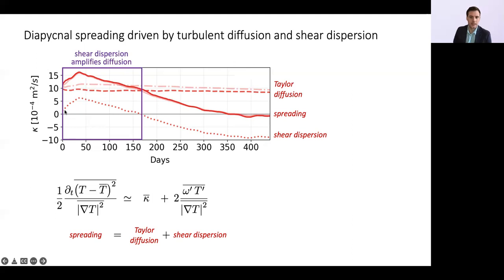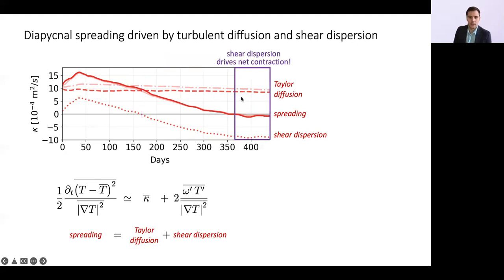But it's also enhanced by this shear dispersion effect. So the shear dispersion for the first 150 days is actually enhancing, amplifying the diffusion. But then after that, what's interesting is the shear dispersion term changes sign and becomes negative, becoming increasingly strong and suppressing the diffusion. And so it's causing the tracer to spread slower than you would expect just from diffusion alone.